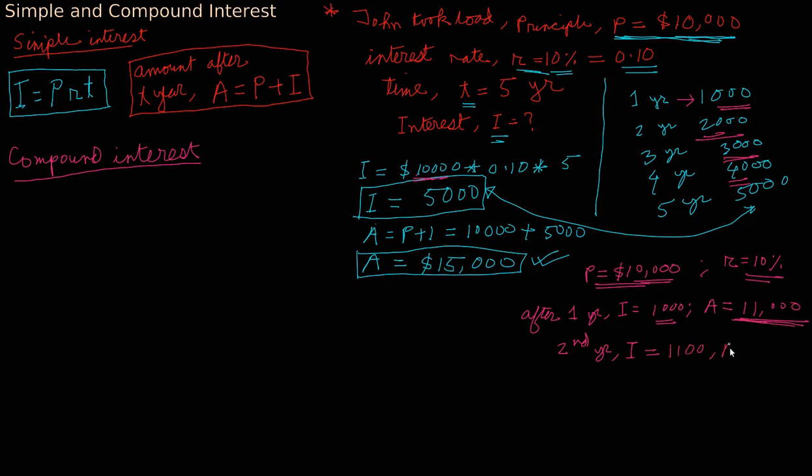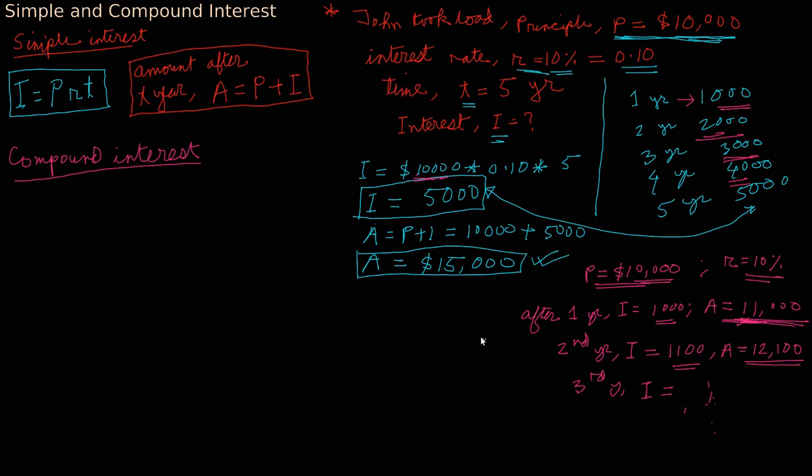So what will be the total amount then? So 11,000 plus 1,100. So it will be basically $12,100. Okay, now for the third year, when we are going to calculate I, we are going to use this new P. Okay, and then so on and so forth. Now as you can see here, I am compounding the interest after every year. So this is called annual compound interest. So you can see the interest is going higher and higher, and it will be much higher than this.